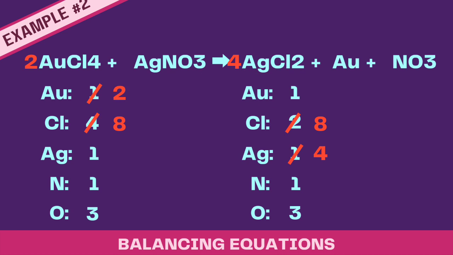On the left side, by putting 2 there, we made Cl8 and Au2. To balance Au from the right, we have to put 2 there. By putting 4 as coefficient of AgNO3, Ag is now 4, N is 4, and oxygen is 12. Same goes with the right side. 4 times nitrogen's 1 is 4, 4 times oxygen's 3 is 12.